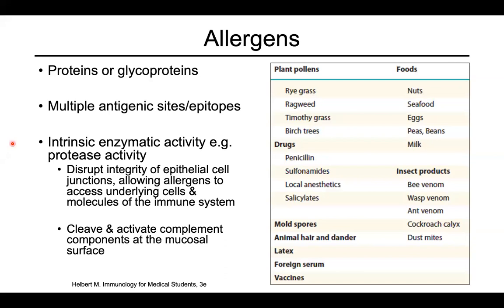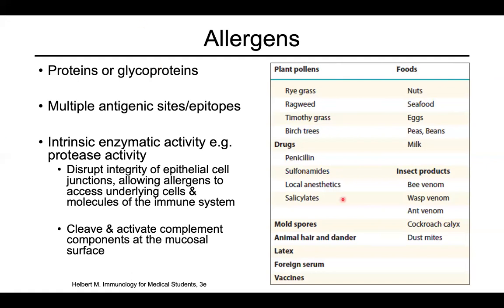The other characteristic of these antigens that are allergenic is that they have intrinsic enzymatic activity, okay? So, for example, they can have some protease activity, and it's been shown that this enzymatic activity actually disrupts the integrity of these epithelial barriers at the mucosal surfaces through which these allergens gain access into the body. Okay, and that allows them to get into the submucosa where they'll interact with your antigen-presenting cells like your dendritic cells. They can also cleave and activate complement components at these mucosal surfaces.